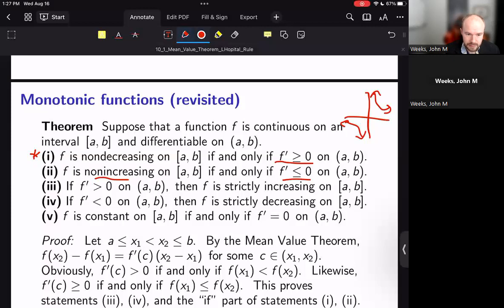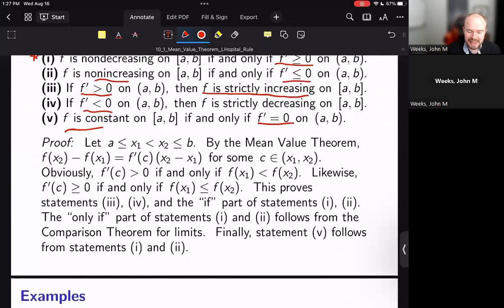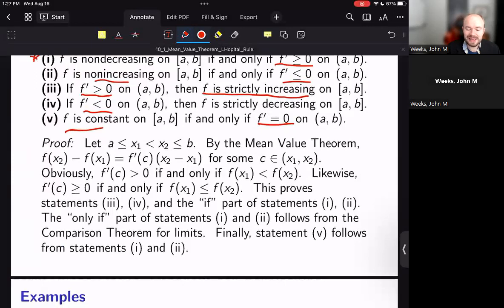Now here we have if f prime is greater than 0, then f is strictly increasing on a to b. And similarly, if f prime is less than 0, f is strictly decreasing here. All right, so this gives us some neat little ways of connecting these things. This is exactly what we do when we do the first derivative test. Finally, f is constant if and only if f prime is equal to 0. And there's a neat little proof here that you can see uses the mean value theorem.